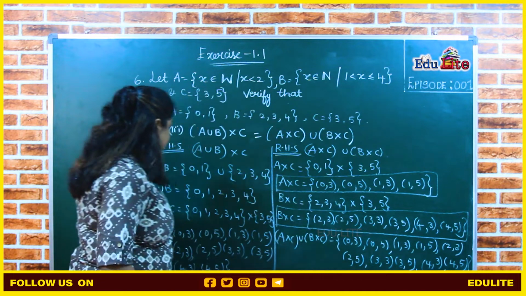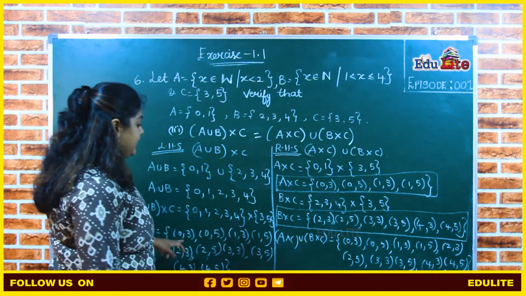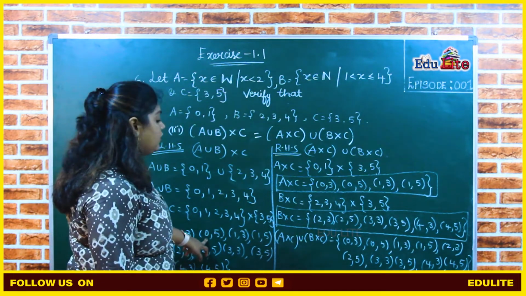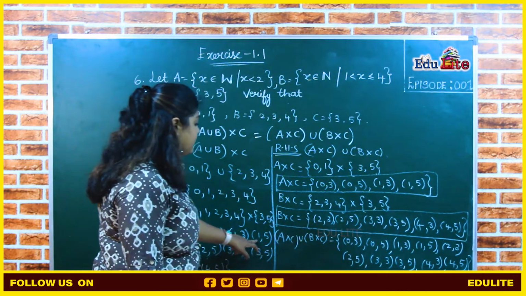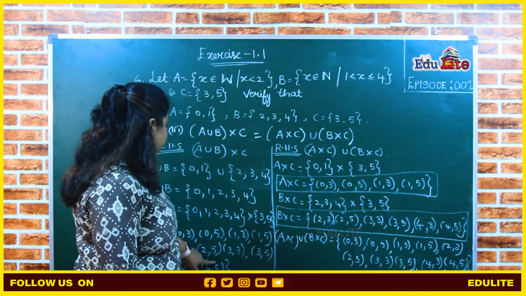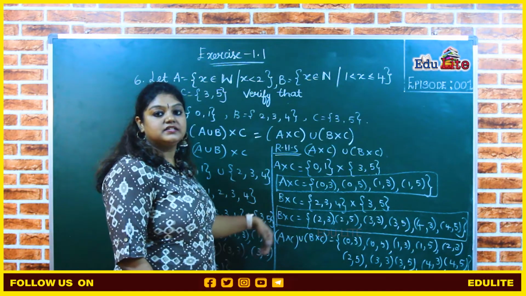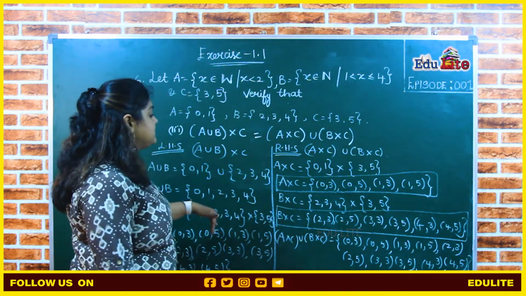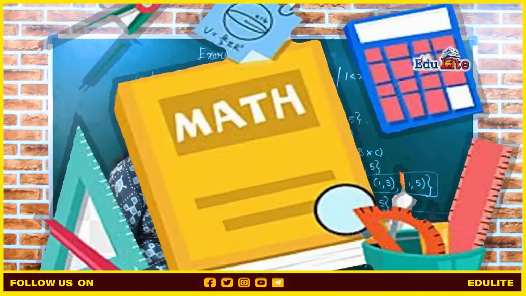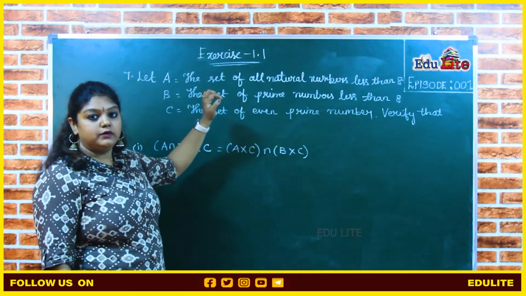We have to check whether the left and the right are equal. I guess it is. So (0, 3), (0, 5), (1, 3), (1, 5), (2, 3), (2, 5), (3, 3), (3, 5), (4, 3), (4, 5). So both the sides are equal. Hence left hand side is equal to right hand side. Hence proved. Last problem of exercise 1.1.